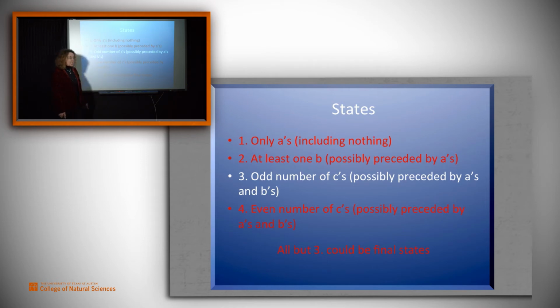Of those, let's see when we say yes. We say yes when we've seen only A's, because remember 0 is an even number, so no C's is OK. We're good if we've seen A's and B's, again, an even number of C's. And then we're good if we have an even number of C's. The only one of these states where we're not going to accept is the case where we've got an odd number of C's.